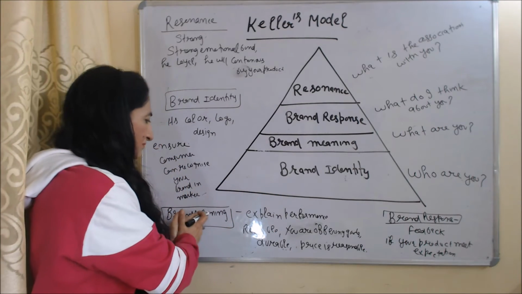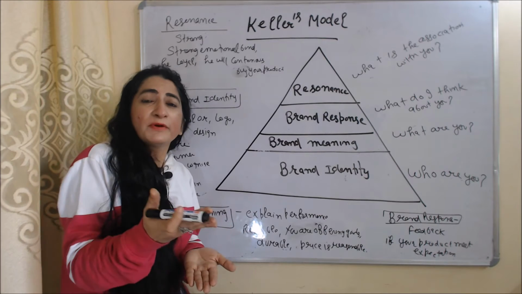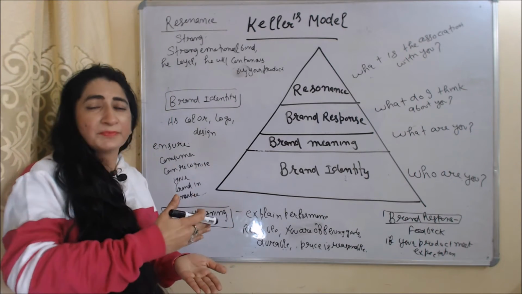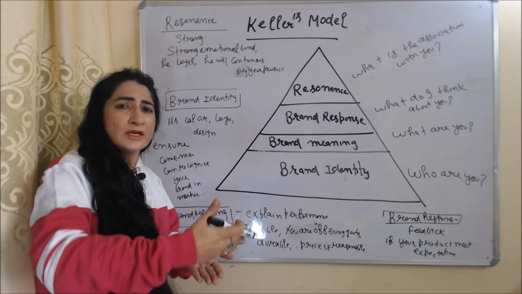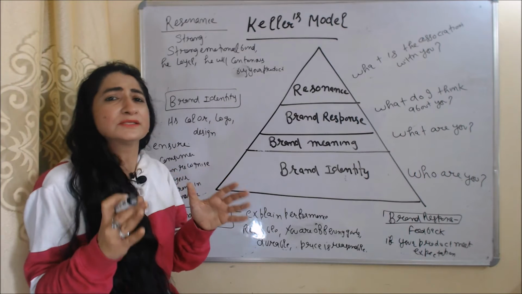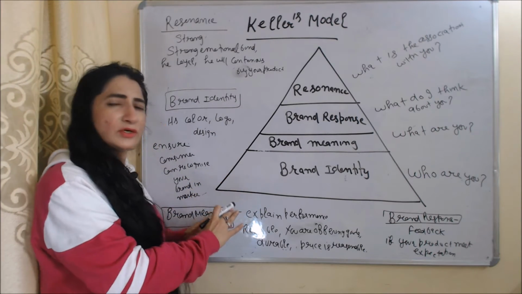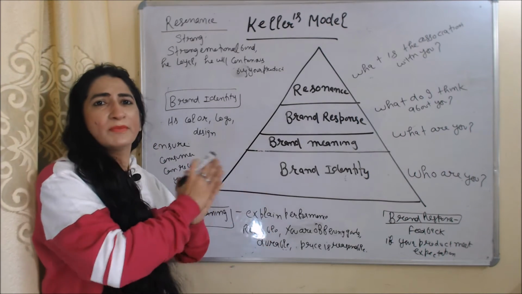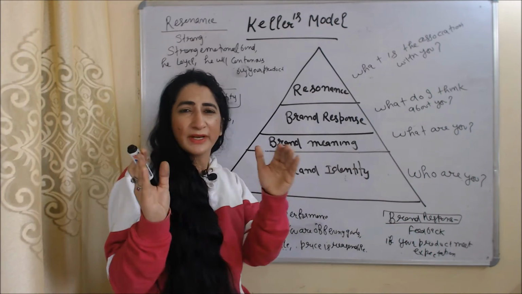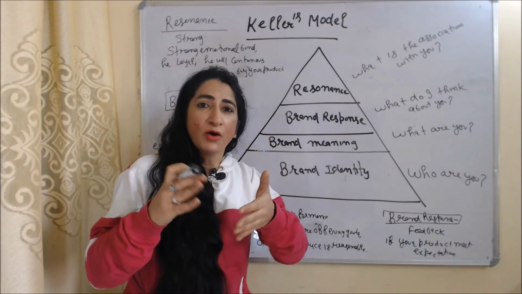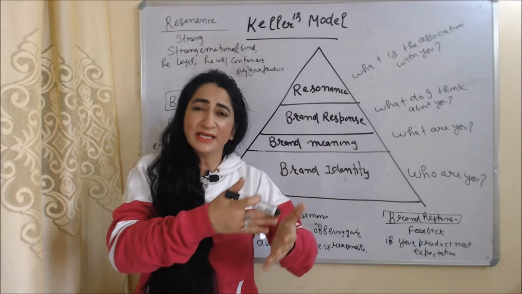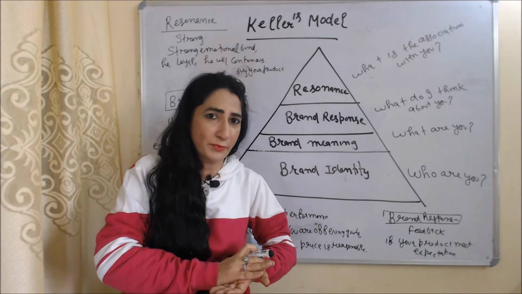The second step is brand meaning. Explain the performance of your product. Explain that your product is very reliable, your offerings are good, your services are good, your product is very durable, your price is very reasonable, and you can do all these things with the help of many sales promotion activities. Next is brand response, which is feedback. Obviously, if your product meets the expectations of the consumer, then they will give positive feedback about your product.